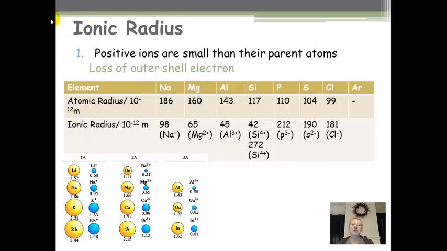Now, ionic radii are different than atomic radii. So positive ions, ones that lose an electron, are going to be smaller than their parents. For example, here's lithium after it lost an electron. Here's sodium after it lost an electron. Because you're losing that outer electron, which means that the remaining electrons are pulled closer and tighter to the nuclei.